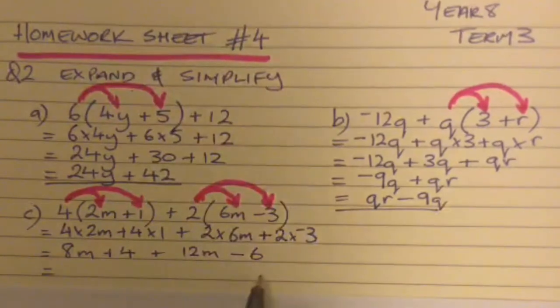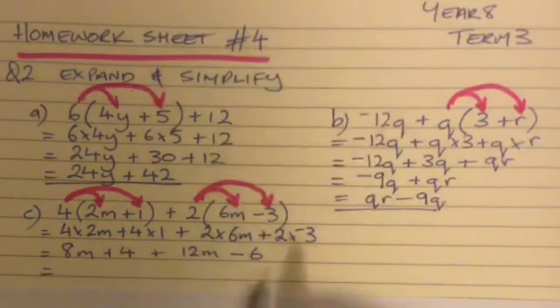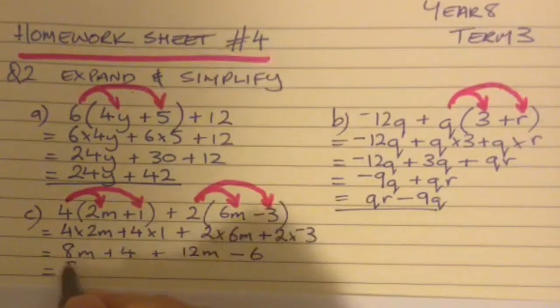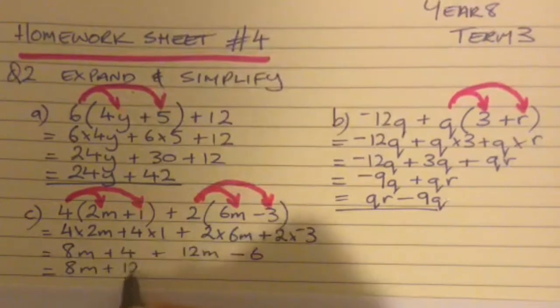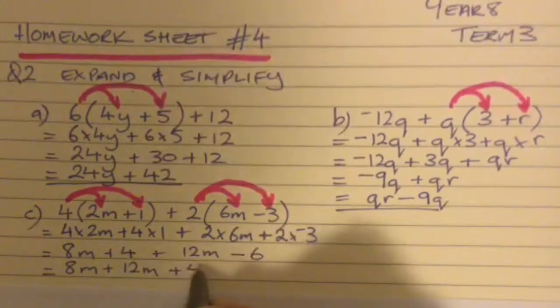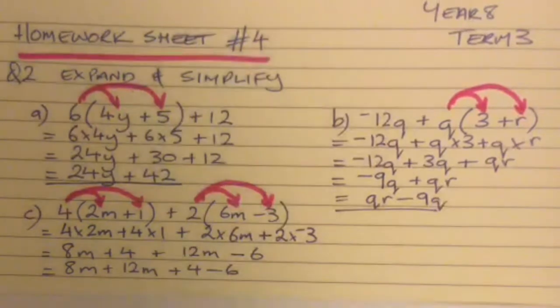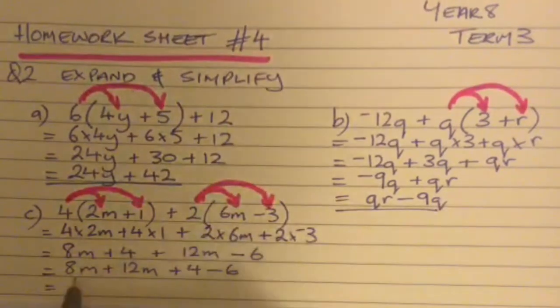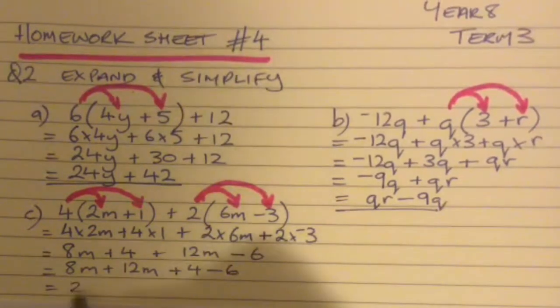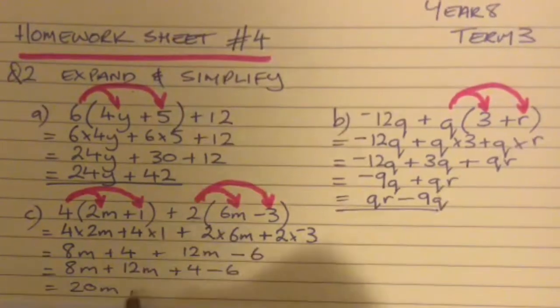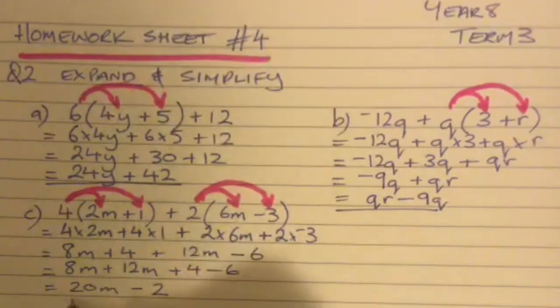We've got some like terms here. What I like to do is to rewrite this and gather my terms. 8m plus 12m plus 4 take away 6. And then we can finish up. We've got 20m and we've got negative 2 as our final answer.